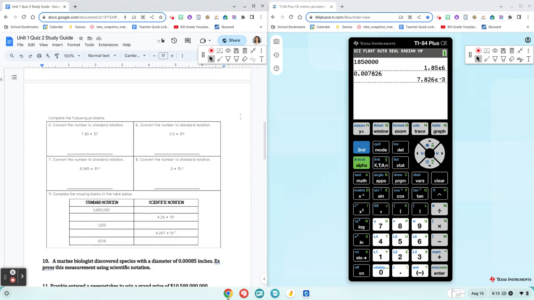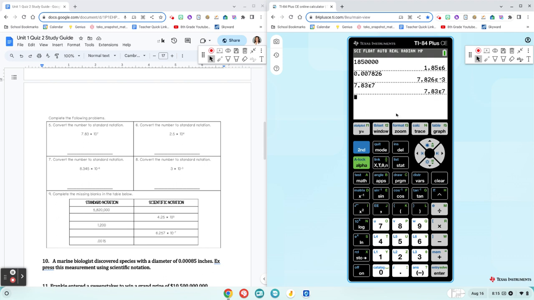All right, let's look at what happens when they give you scientific notation and you need to convert it to a standard number, standard notation. They want a regular number. Well, if you type 7.83 times 10 to the 7th, it's going to give you 7.83 times 10 to the 7th. Let me show you. Yeah, see, I typed scientific notation, it gave me scientific notation.